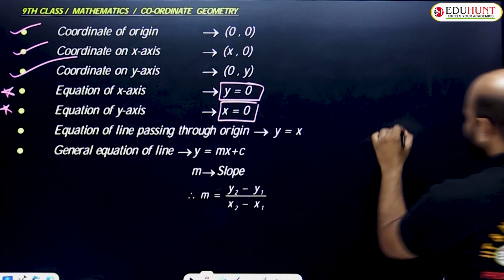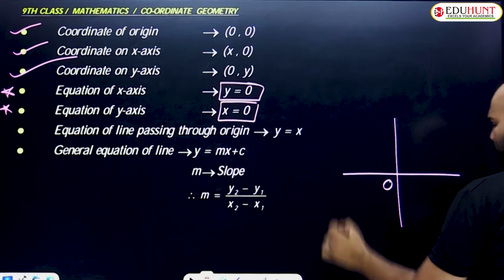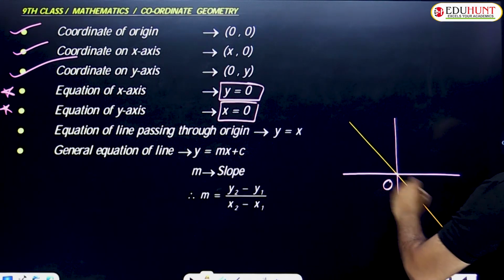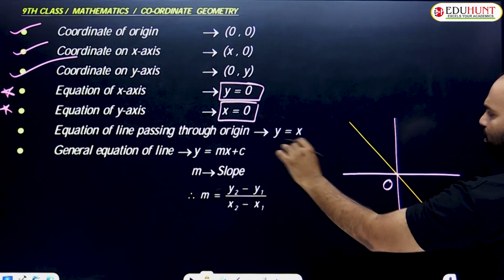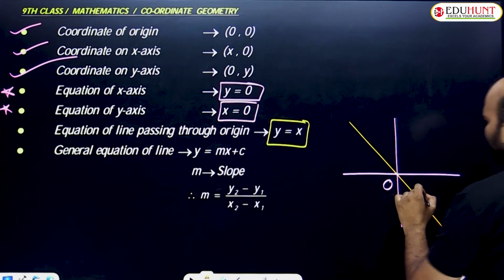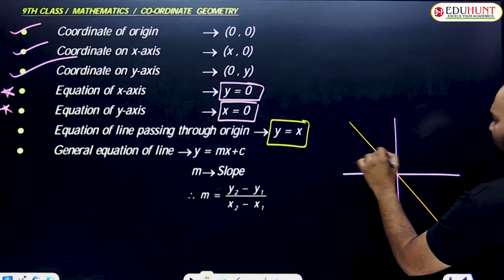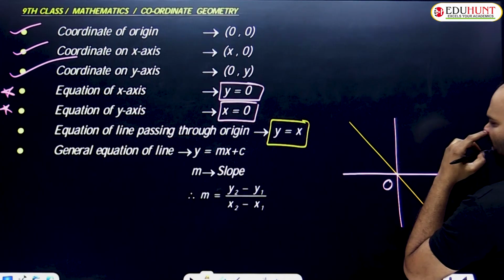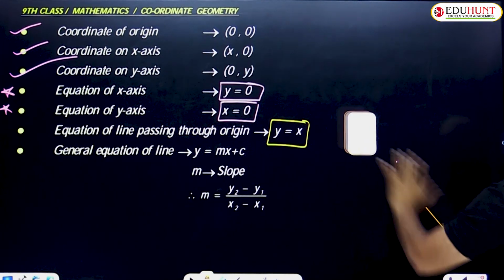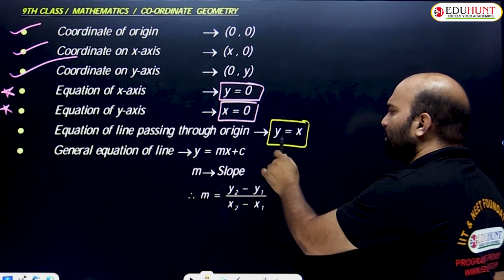What I am asking is the equation of a line passing through origin, this point is called the origin. If the line passes through origin, then y and x should be equal values. For example, if the y value is 1, the x value is also 1, both are equal. So clearly we need to understand, the equation of a line passing through origin. Origin means 0, 0, and the equation is y equals x.